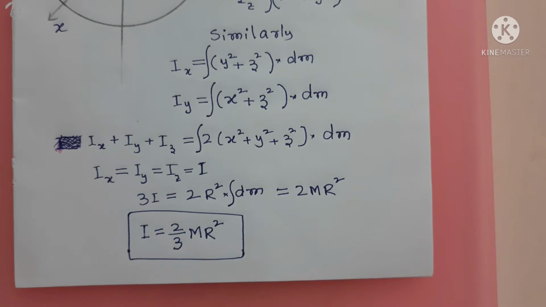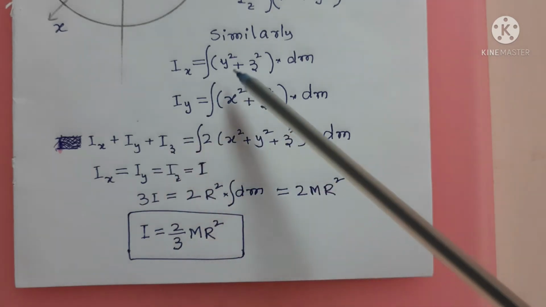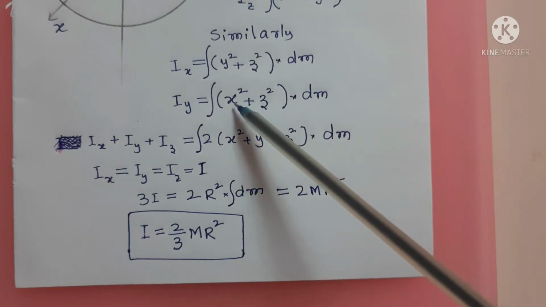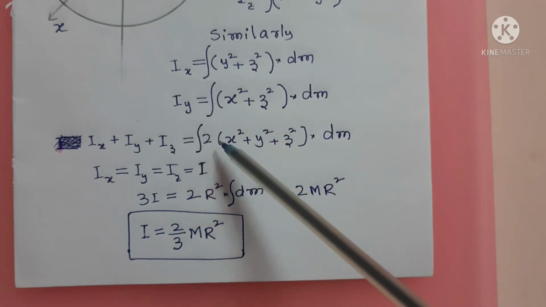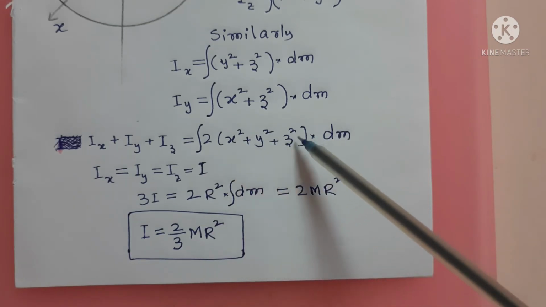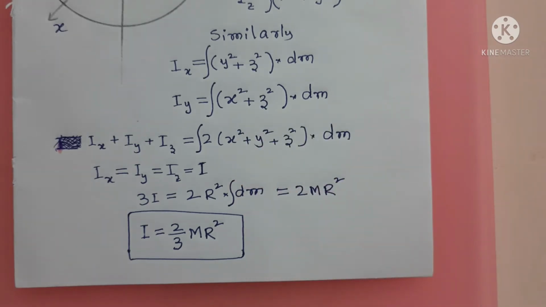Now what we have to do? We have to add all the moments of inertia about the x-axis, y-axis and z-axis. So Ix plus Iy plus Iz equals the integration of x square plus z square plus y square plus z square plus x square plus y square. So here 2 times x square, 2 times y square and 2 times z square will come. So the integration of 2 into x square plus y square plus z square into dm. This x square plus y square plus z square is nothing but capital R square, where capital R is the radius of the sphere.